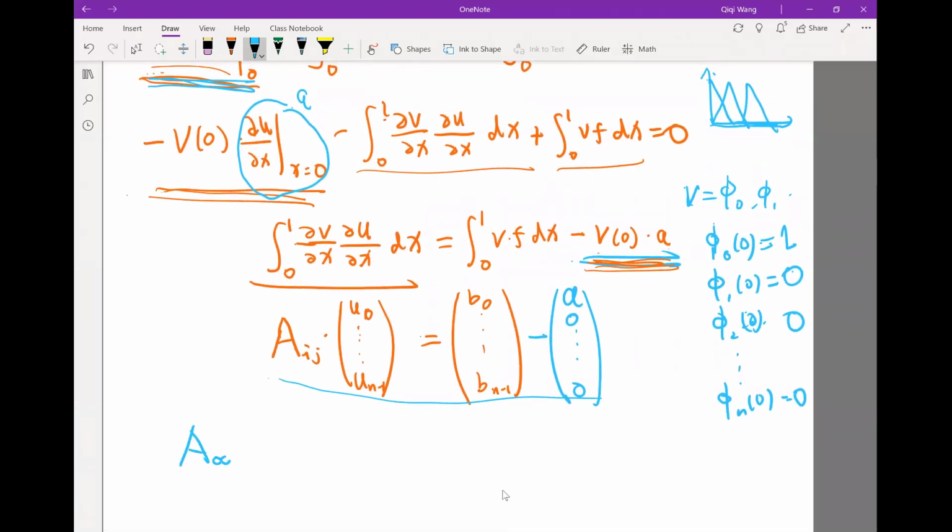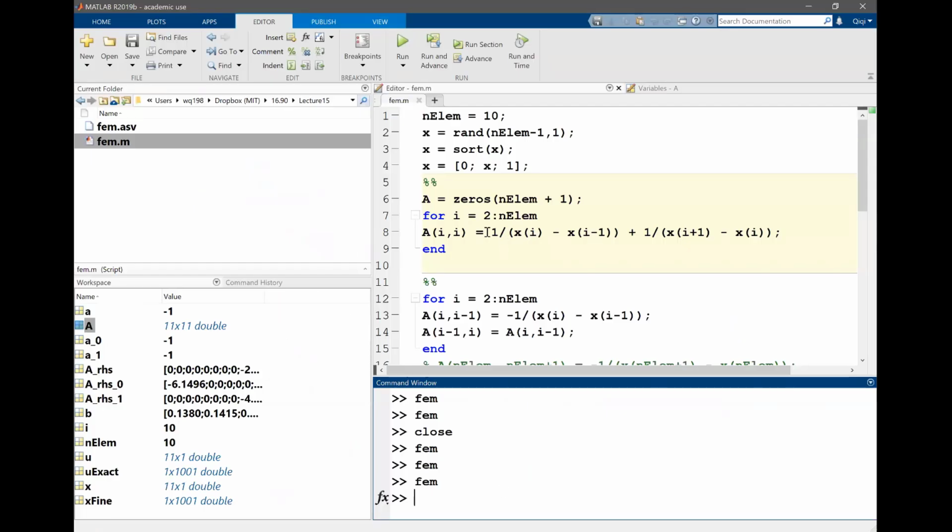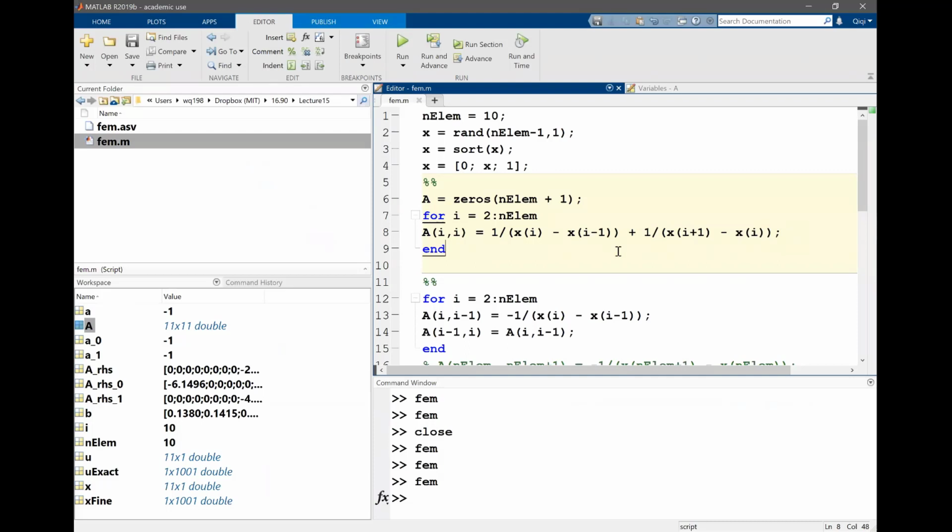So a00 would correspond to the integration from 0 to 1 of d phi0 dx squared. Phi0 is different from the other elements in that it is only non-zero in one element, as opposed to the other basis functions which are non-zero in two elements. So if you work out the math, it's the same as the other integrals, but there is only one term as opposed to two terms, and that is x1 minus x0. So that's what a00 is. It essentially only has this term. Let me add it.